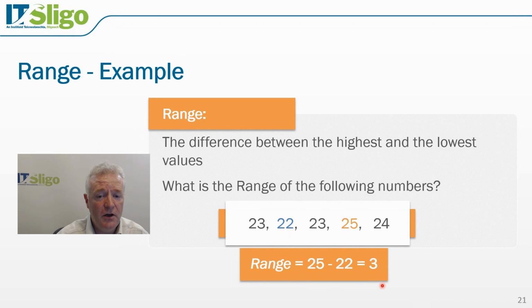Now the range works quite well when the number of data points is quite low. However, it does not work when the number of data points is large. Around 4 or 5, the range is an ideal measure for variability. Above that, the standard deviation should really be used.